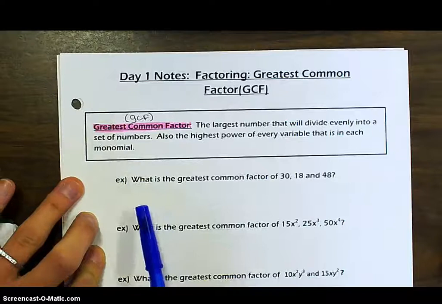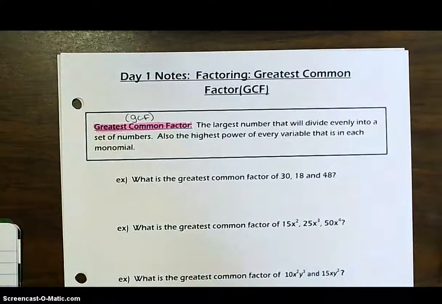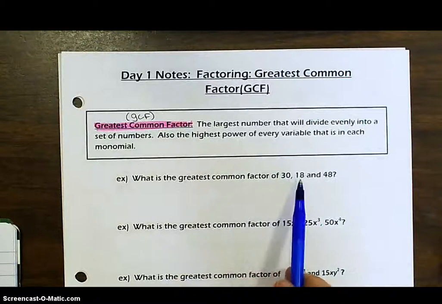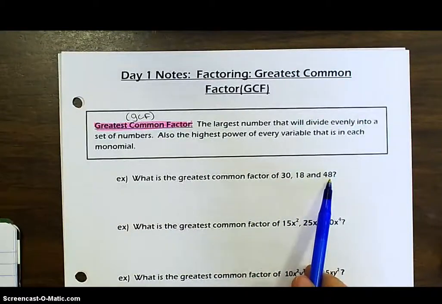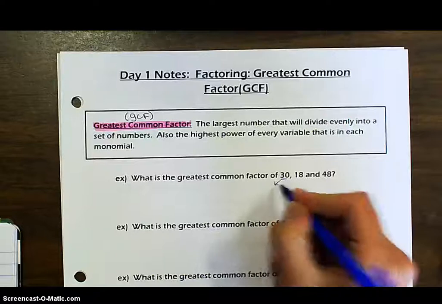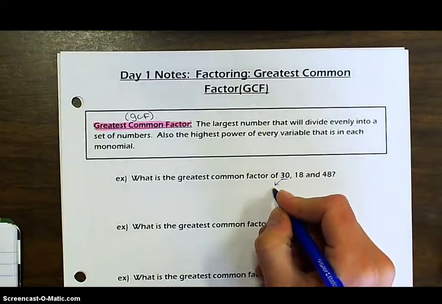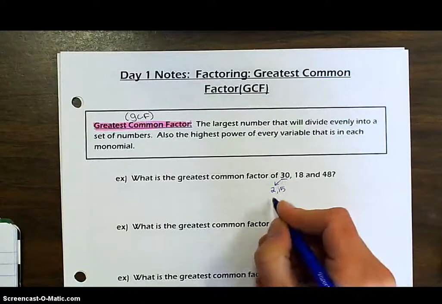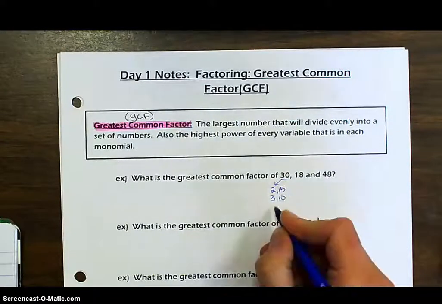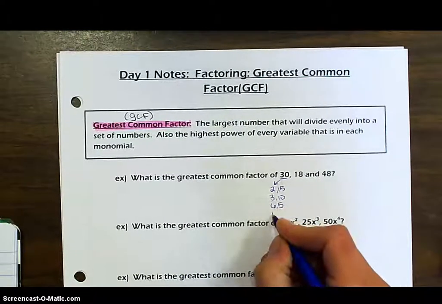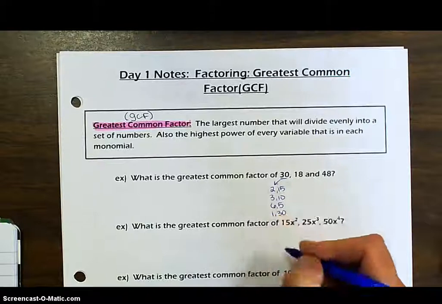So let's go ahead and practice just finding the GCFs. What is the greatest common factor of 30, 18, and 48? So let's think for a minute. What are numbers that divide into 30? We could go 2 and 15, so 2 times 15. We could do 3 and 10, 3 times 10 would give you 30. 6 and 5 would give you 30. Or we could do 1 and 30.